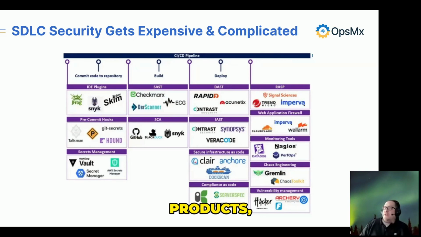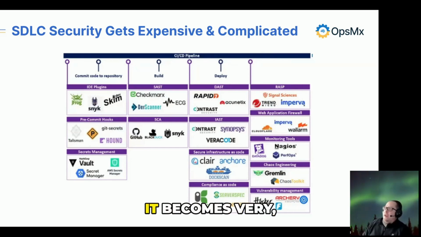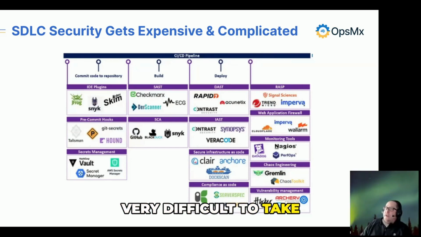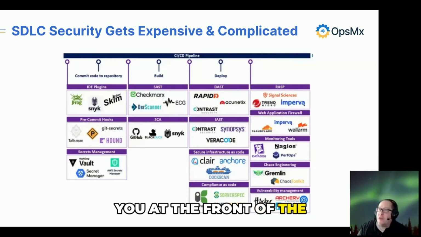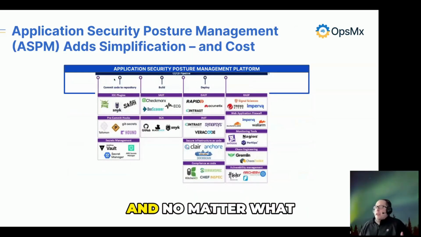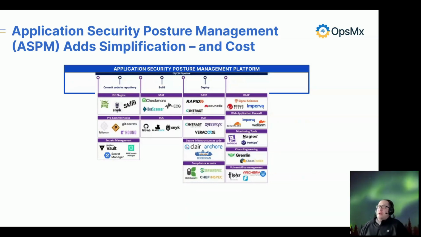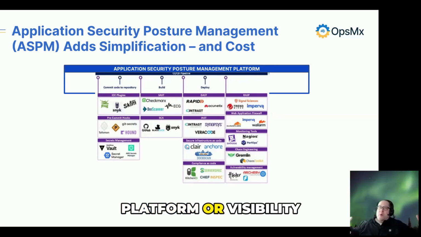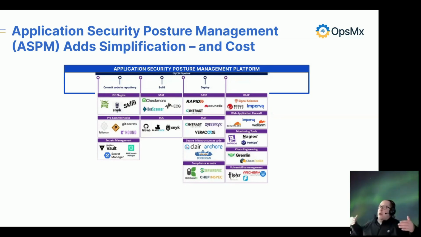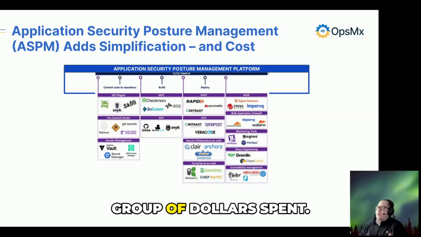They have great products, but by locking yourself into that from a vendor perspective, it becomes very, very difficult to take advantage of. You're basically banking on one company to keep you at the front of the curve for innovation. And no matter what decisions you make here, you're ultimately going to need to layer on some posture management platform or visibility platform on top of this, right? So there's another group of dollars spent, right?